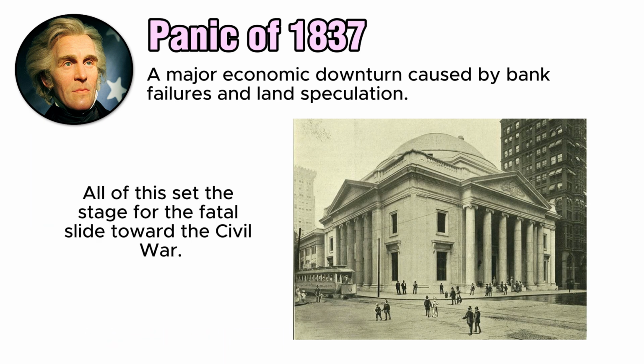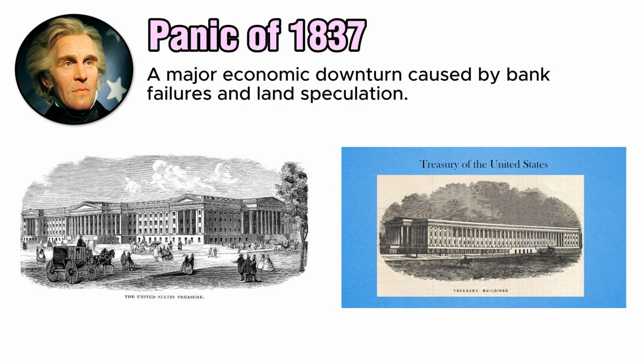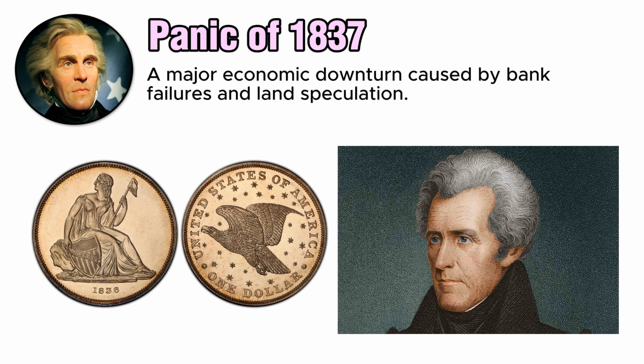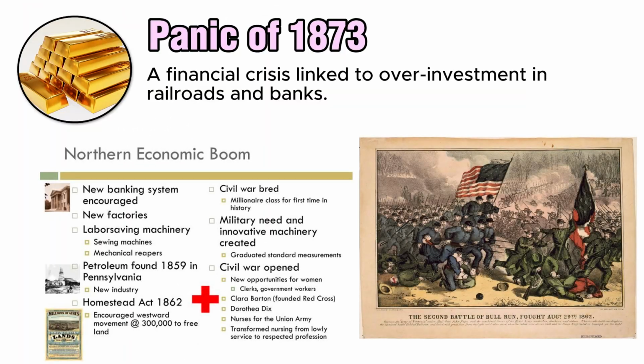All of this set the stage for the fatal slide toward the Civil War. The lack of a national bank and the uncertainty around money meant that while there might be some credit funding for railroad building, there would be no credit for the industrial development of the slaveholding South. The mighty wartime boom that began in 1861 continued undiminished until 1873.